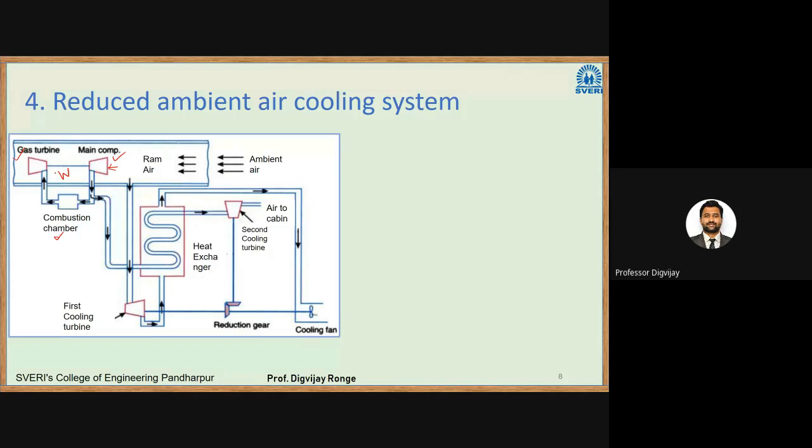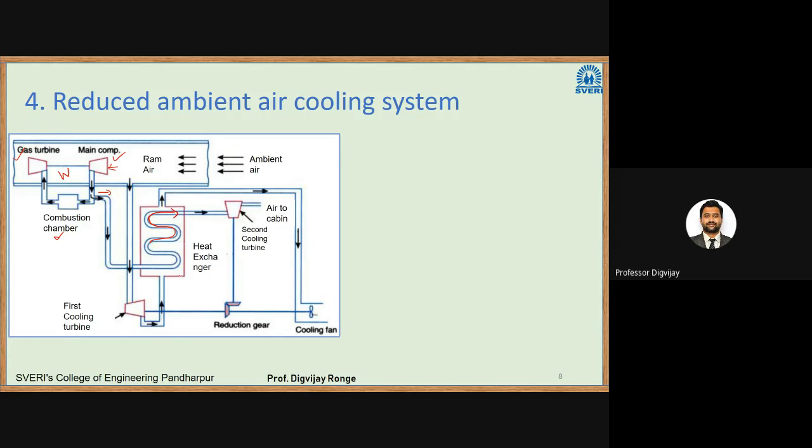And some part is bled off. So this bled off part is passed through the heat exchanger. Okay. So in this case, we have only one heat exchanger. This air is passed through the coils, and this air is sent to the second cooling turbine. Okay, this air is sent to the second cooling turbine.